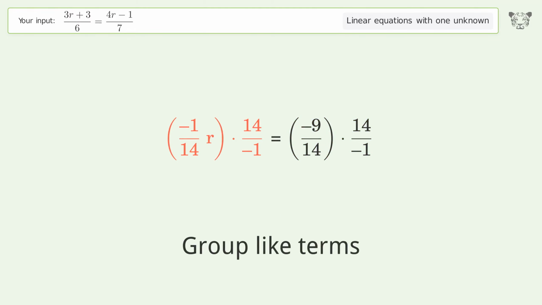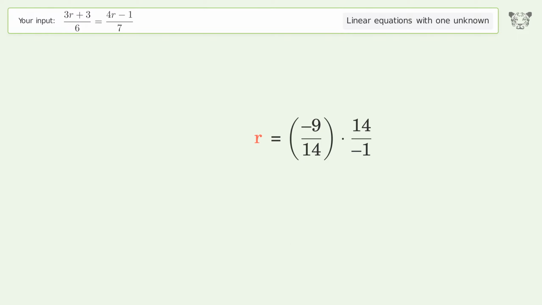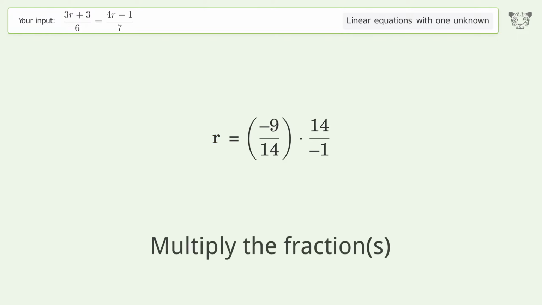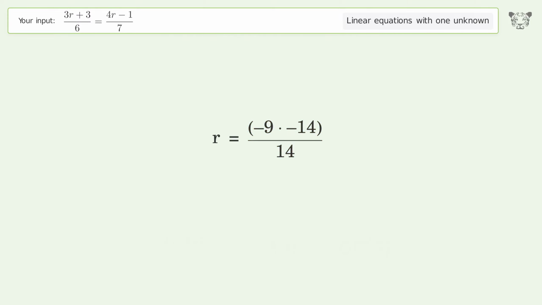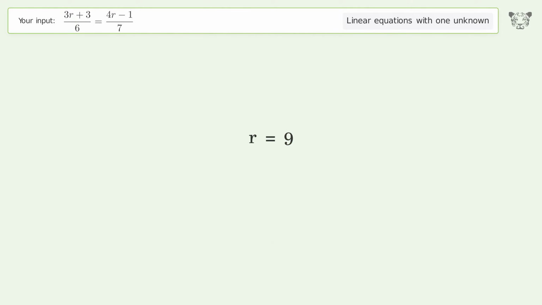Group like terms. Multiply the coefficients. Simplify the arithmetic. Multiply the fractions. Simplify the arithmetic. And so the final result is r equals 9.